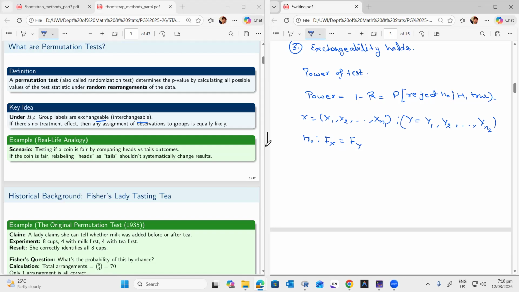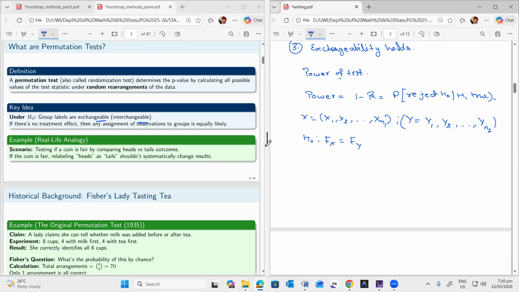In a randomized experiment, the physical randomization justifies the exchangeability. So the permutation test can replace or look like a randomization process, which makes it a randomization test in the very strict sense. That's why the terms we often use are exchangeability or interchangeability, and randomization.